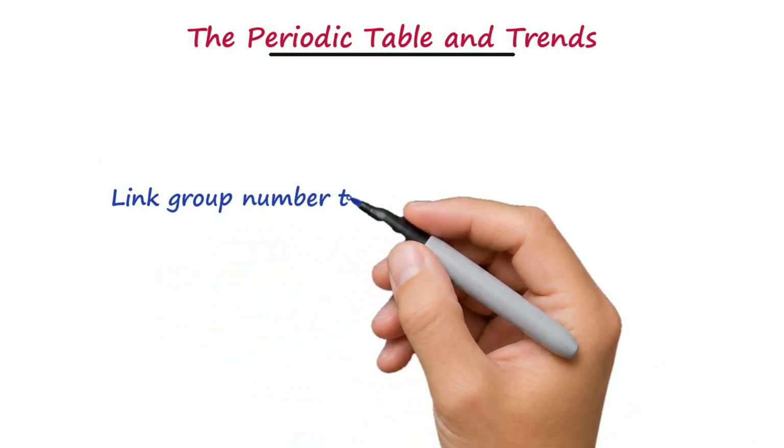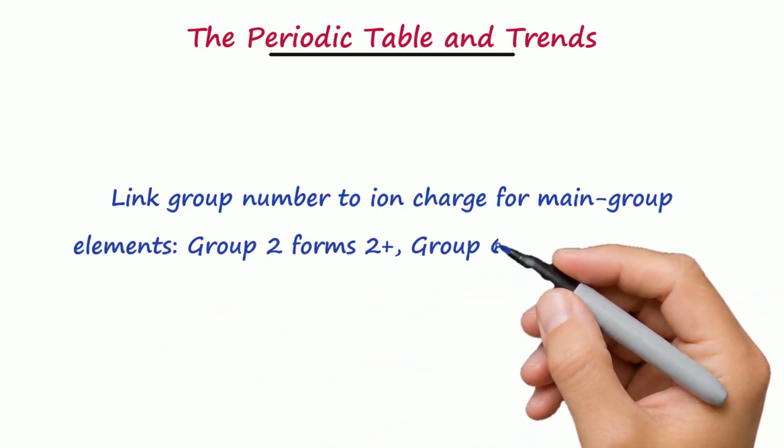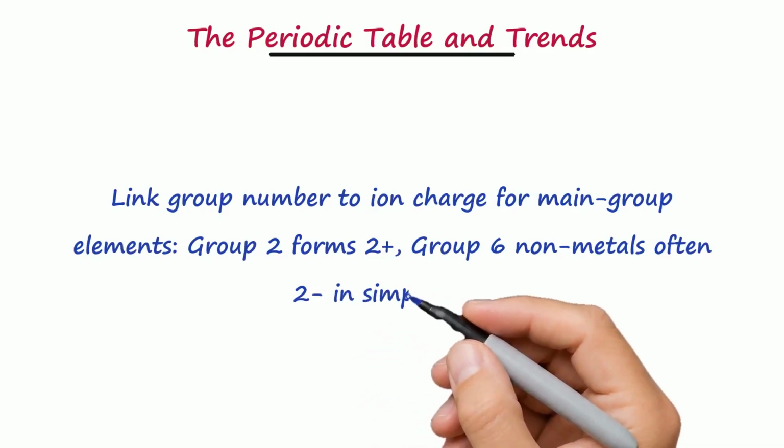Link group number to ion charge for main group elements. Group 2 forms 2+, group 6 nonmetals often 2- in simple ions.